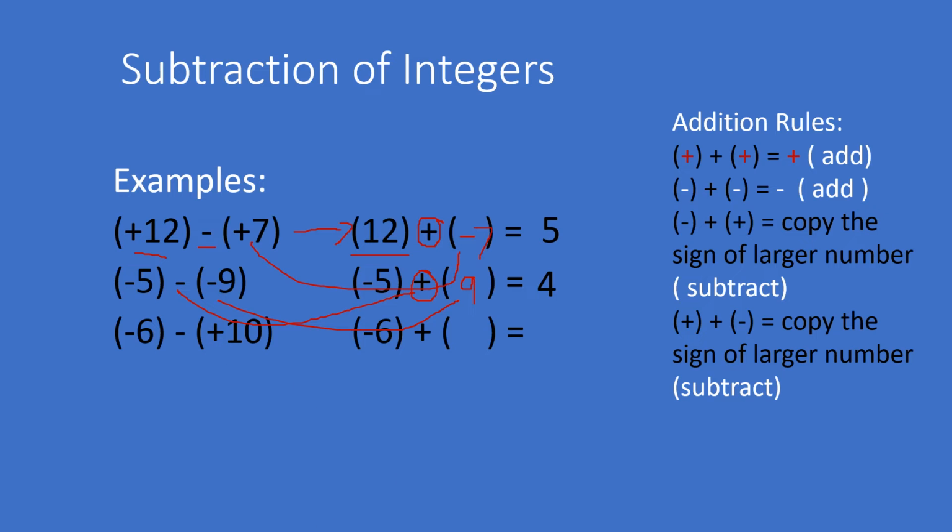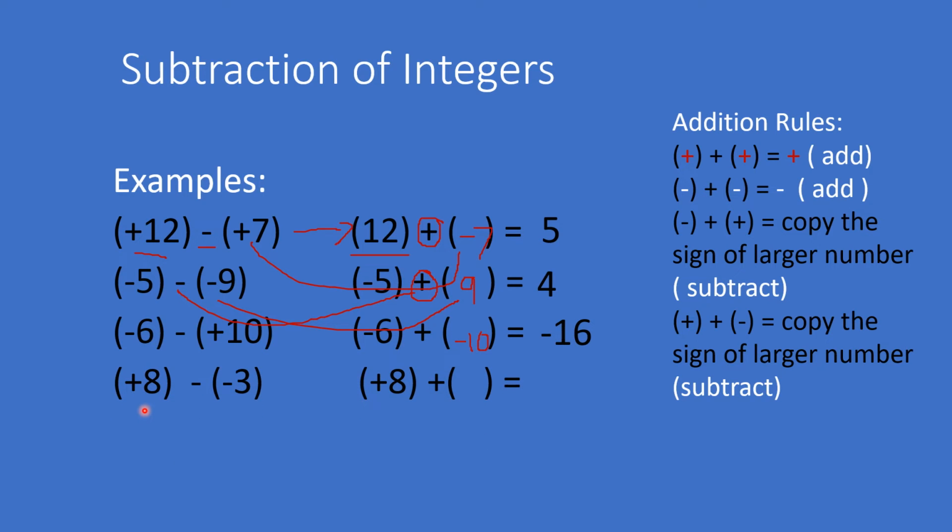So again, change the sign. This becomes negative 10. And now, what are we going to do? Negative 6 plus negative 10, that is negative 16. Just add the numbers and copy their common sign.